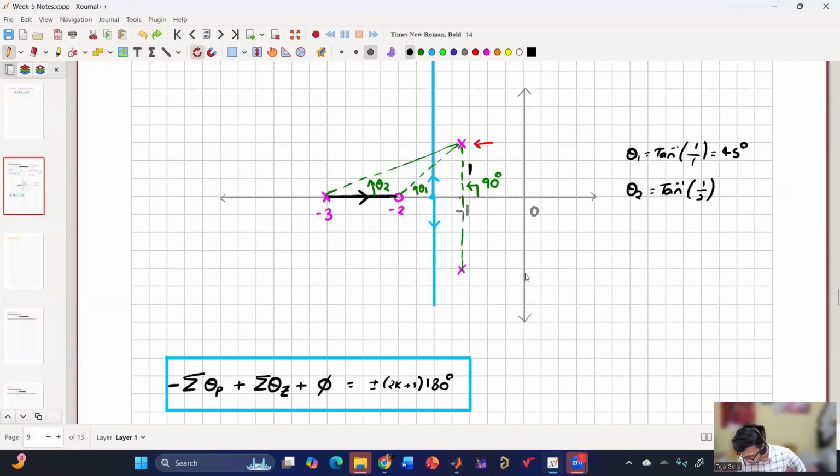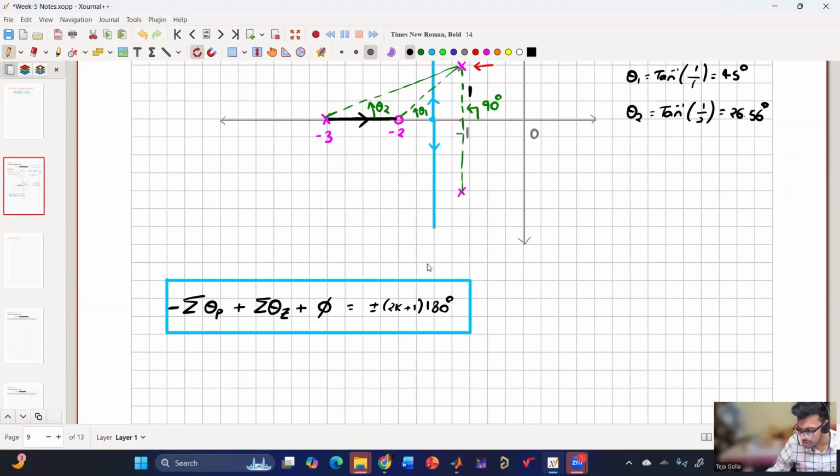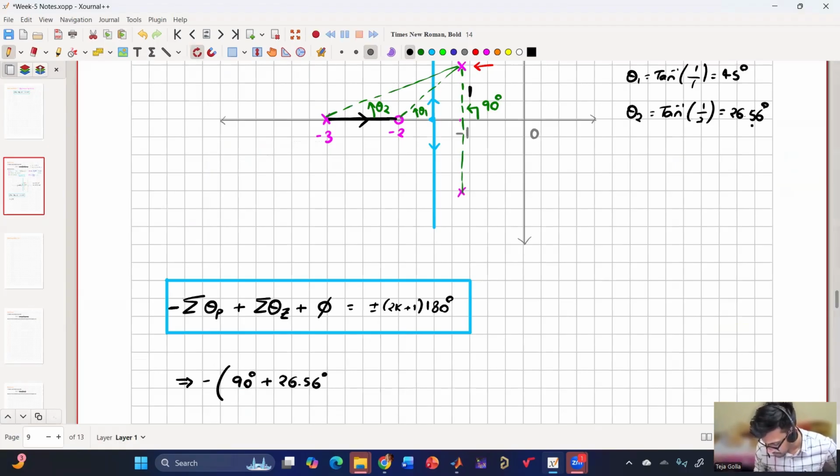So I will write this angle 26.56 degrees. Now I will add all the poles' angles and all the zeros' angles. So poles will have a minus sign. One is 90 degrees because this pole is corresponding to this pole with 90 degrees. And then this pole is corresponding with 26.56, so plus 26.56 degrees. And zeros have a plus sign. So it is theta 1, which is 45 degrees.